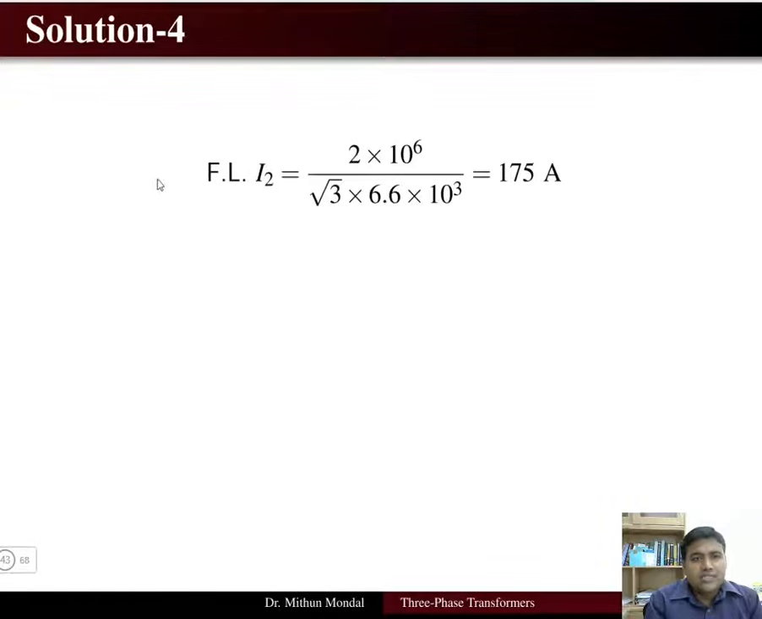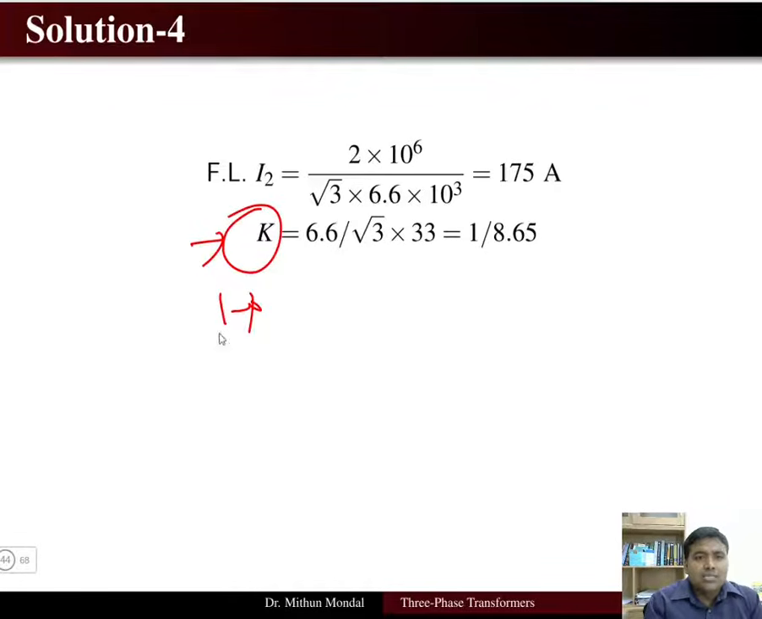So first we'll start by determining the full load secondary current of the transformer. Knowing the power formula, the complex power S is 2 mega volt-ampere. So this is your S, root 3 times this will be your line voltage. Line voltage comes to be 6.6 kV. So that gives you 175 ampere as the line current on the secondary side. So transformation ratio K will be in terms of the single phase.